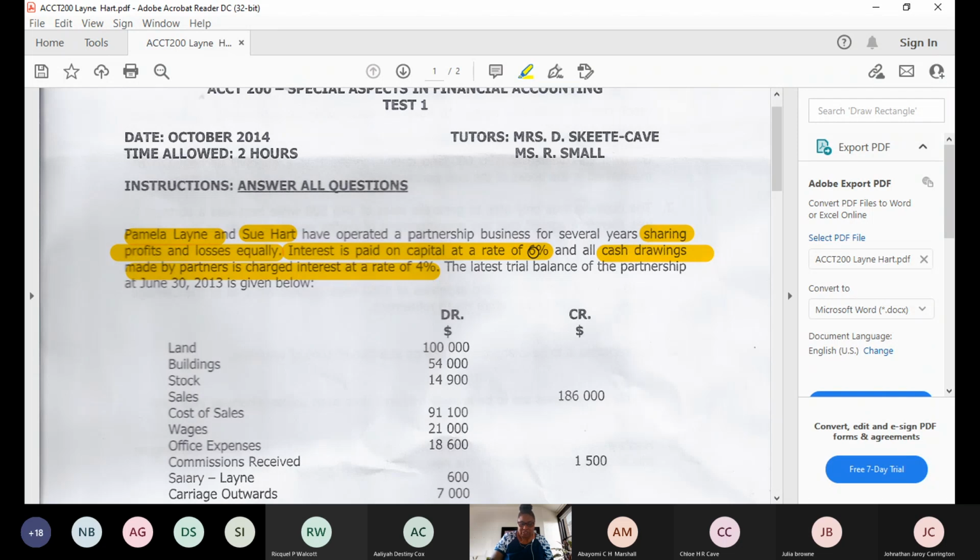So when you read these questions, one of the things that you're supposed to do is to write down all of what the old partners agreed to. Write it down. Old agreement: profits and losses shared equally. Interest on capital 6%. Interest on drawings 4%. And you have that there. Then you come to the new agreement.